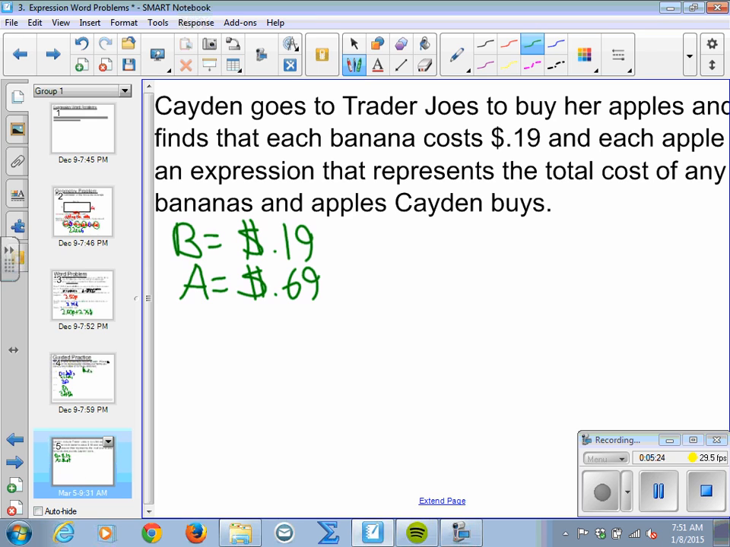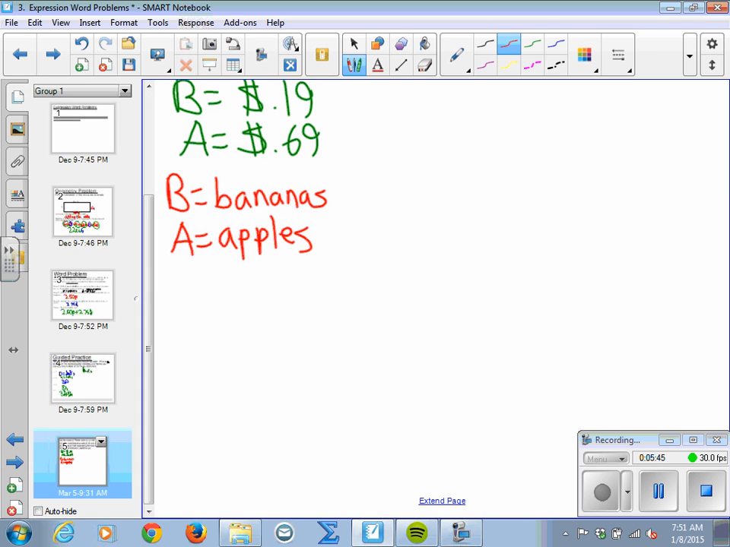Let's follow our steps from previous slides. Step one, we define our variables. I kind of already did that: B equals bananas and A equals apples. It's really good to have this written down so you've got a quick, easy reference. Now, we apply the cost of each. We know that it's 19 cents per banana, and we know that it's 69 cents per apple.